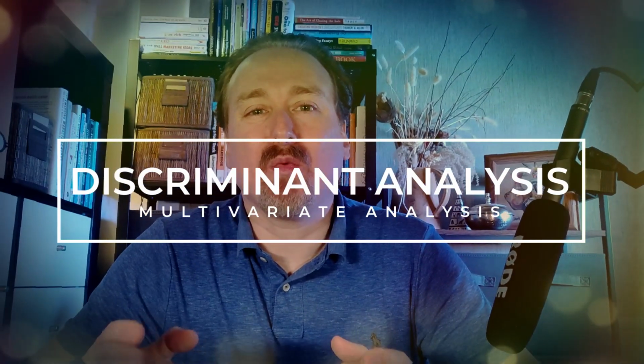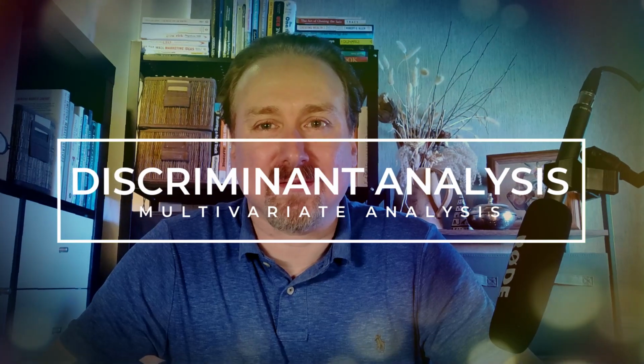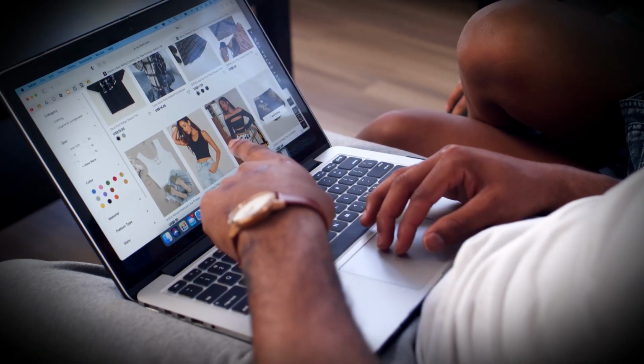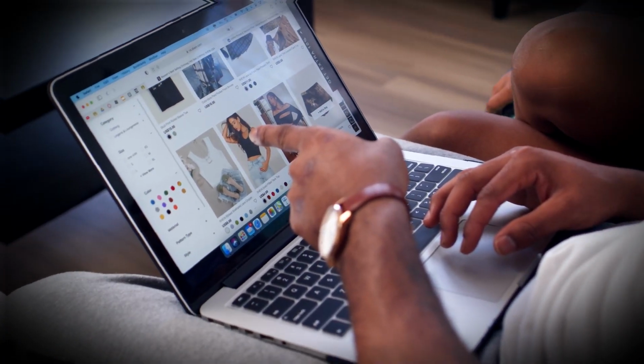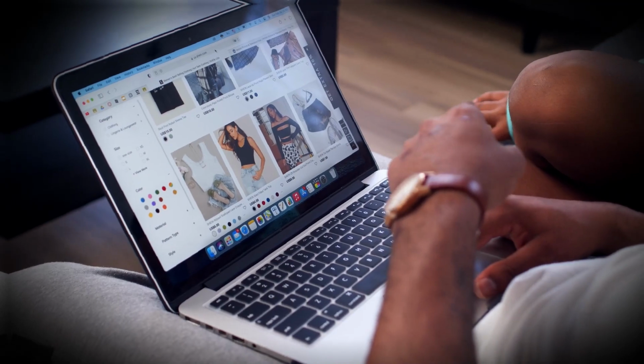Moving on, we've got discriminant analysis. Picture being able to pinpoint what makes loyal customers different from occasional ones. Maybe it's how often they buy, or the kinds of products they love. This technique helps us find those unique characteristics.